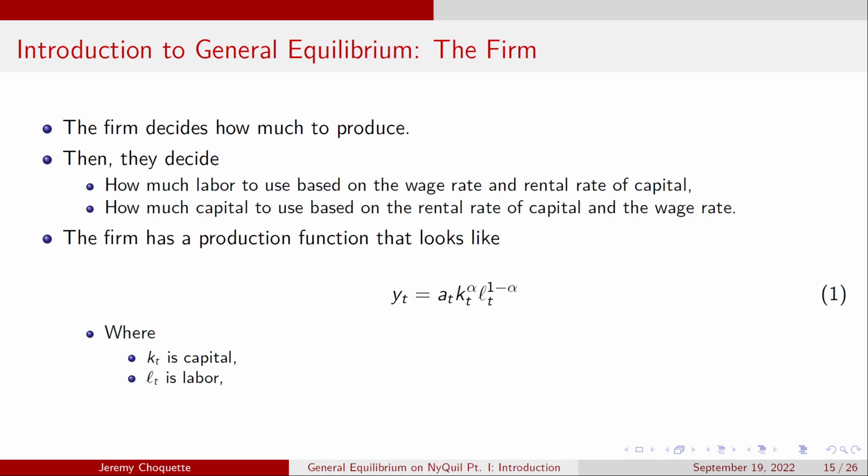And those exponents, alpha and 1 minus alpha, what are those? Well, alpha is capital's share of income. 1 minus alpha is labor's share of income. And if we were to add those exponents up, they would equal 1. So this production function has constant returns to scale, which means if you double the inputs, you double the outputs. Finally, A. A is the source of technology shocks, which is like new inventions and stuff like that.